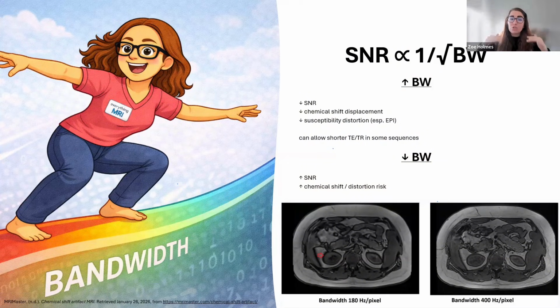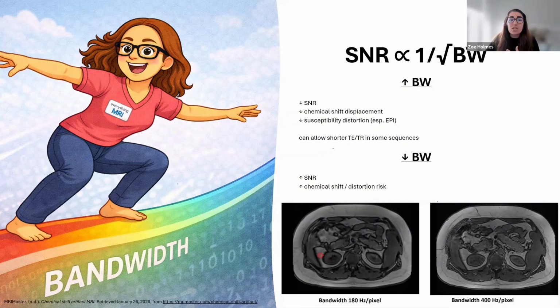Higher bandwidth will reduce your chemical shift displacement and reduce susceptibility distortion. Usually we see that in our EPI sequences, but when we lower our bandwidth to get more signal to noise, we increase the chemical shift artifact, and you can increase your distortion depending on your sequence. So it really is a juggle with your bandwidth. You choose a bandwidth based on the clinical situation. If metal or susceptibility is a major issue, you can increase your bandwidth even though we're going to take a hit with our signal to noise ratio, and we can then compensate for that with our voxel size, coil positioning, or a moderate NEX/average.